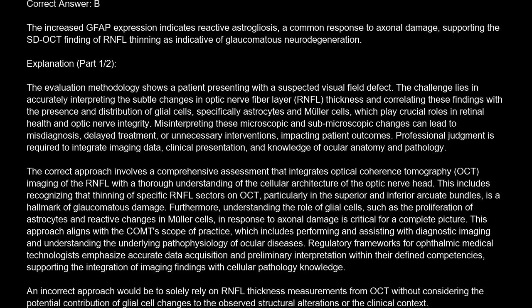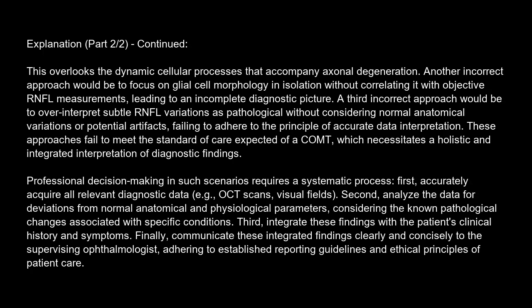An incorrect approach would be to solely rely on RNFL thickness measurements from OCT, without considering the potential contribution of glial cell changes to the observed structural alterations, or the clinical context. This overlooks the dynamic cellular processes that accompany axonal degeneration. Another incorrect approach would be to focus on glial cell morphology in isolation without correlating it with objective RNFL measurements, leading to an incomplete diagnostic picture. A third incorrect approach would be to overinterpret subtle RNFL variations as pathological without considering normal anatomical variations or potential artifacts, failing to adhere to the principle of accurate data interpretation.